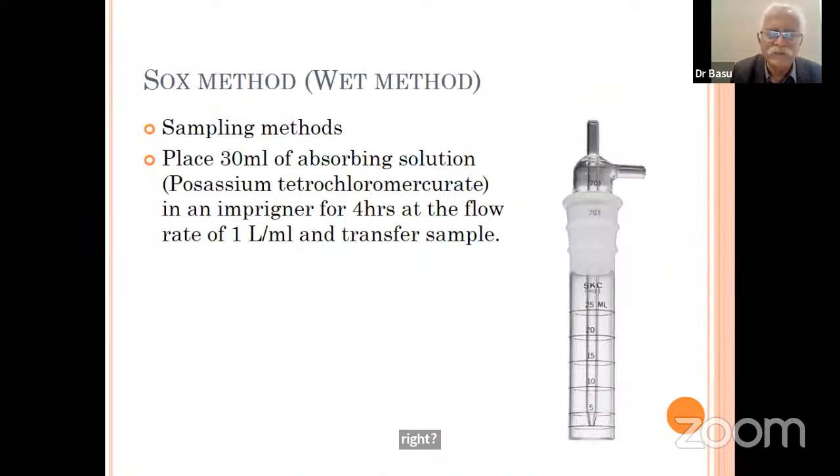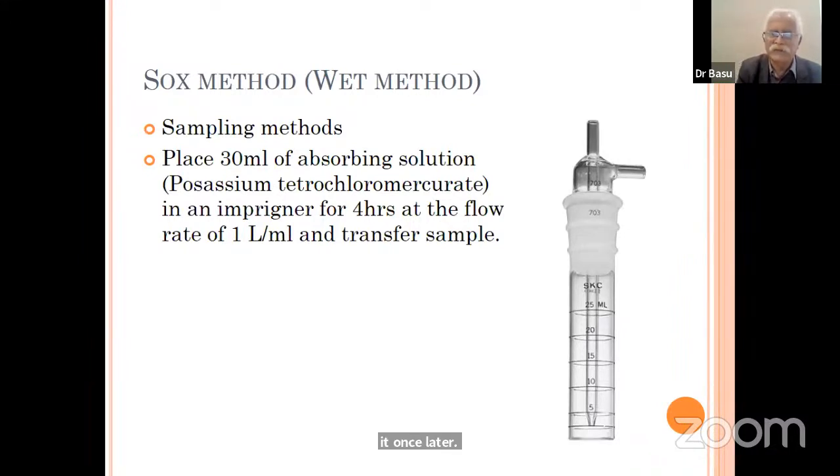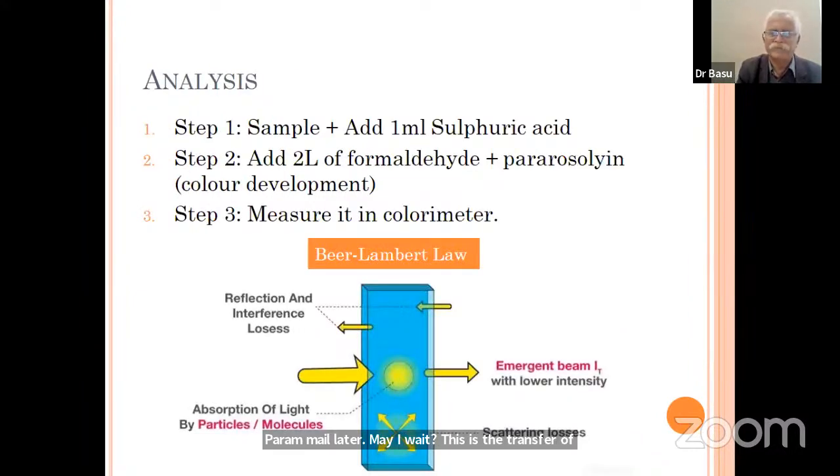Then we have to measure SOx by chemical methods, where we pass air into a solvent. So air is entering the solvent, and we take it at 1 liter per minute. This is the transfer of the samples. Then we add sulfuric acid and some chemicals, formaldehyde, etc., and there is a color change.